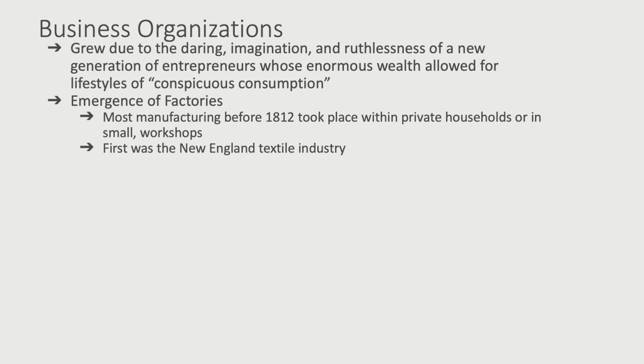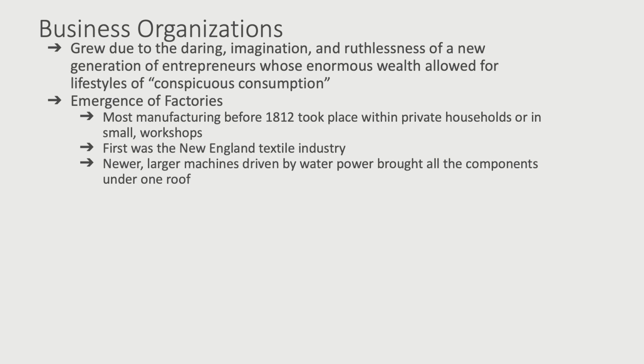And this begins with the New England textile industry. These newer, larger machines, they're driven by water power, and it brought all components under one roof. You didn't have to go to one person to get your wool changed into yarn, and then take that yarn to a weaver to make a piece of cloth, and then take that piece of cloth to a seamstress to be sewn together. It was all together under one roof, and it made for faster and more efficient manufacturing.